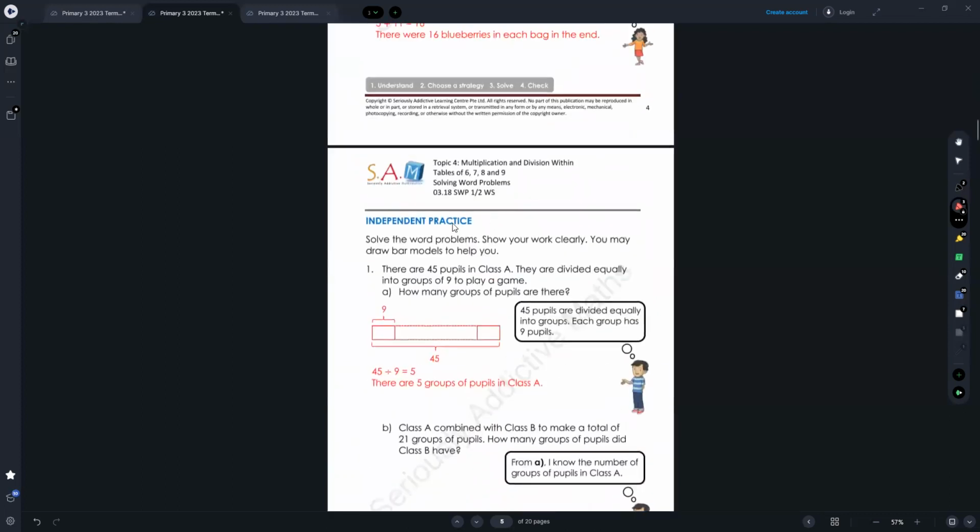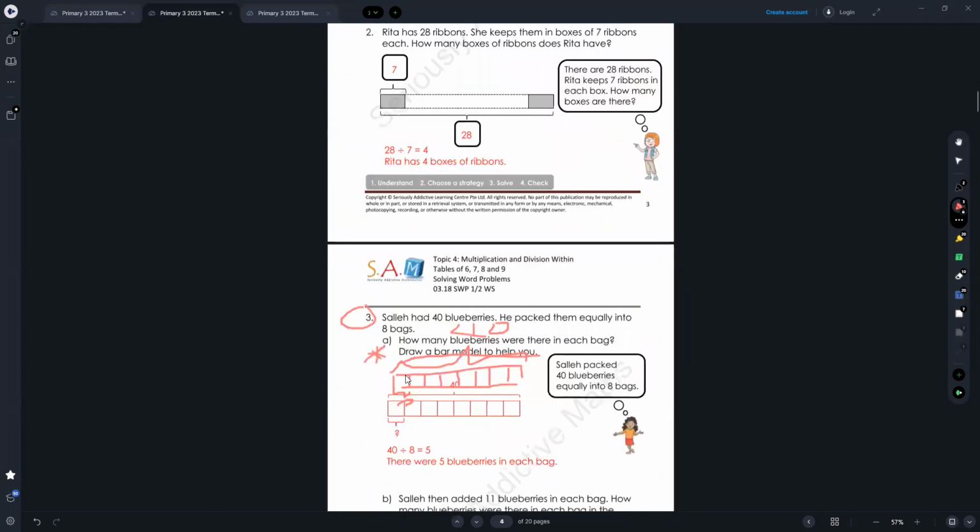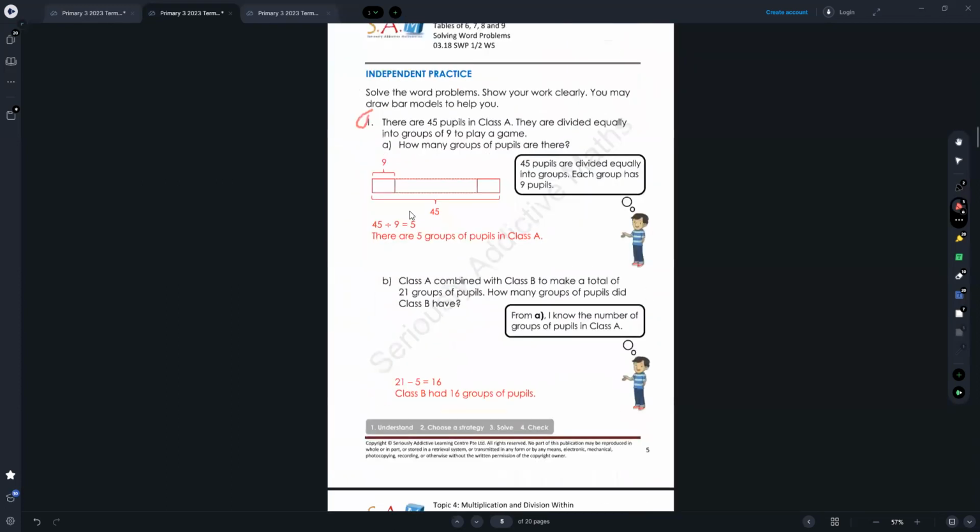Now, this one needs to be demonstrated. The earlier one is about finding how many items in one group. This type is where you don't know how many groups there are. You know there's a number of items in one group. So for this kind of question, remind them that they have to draw it this way.